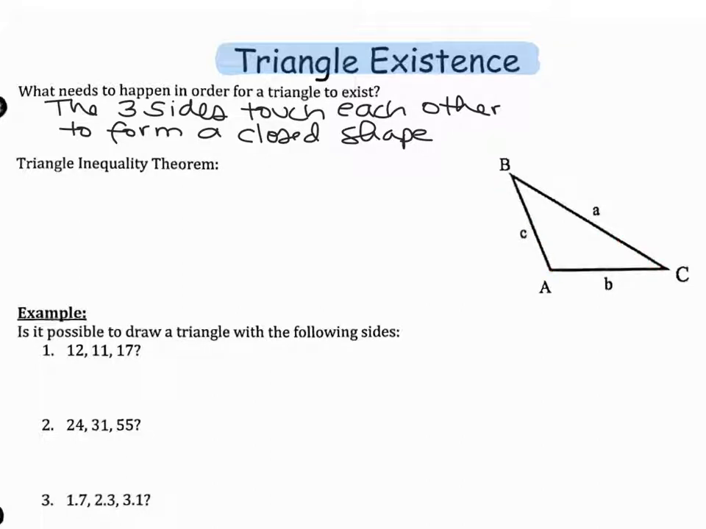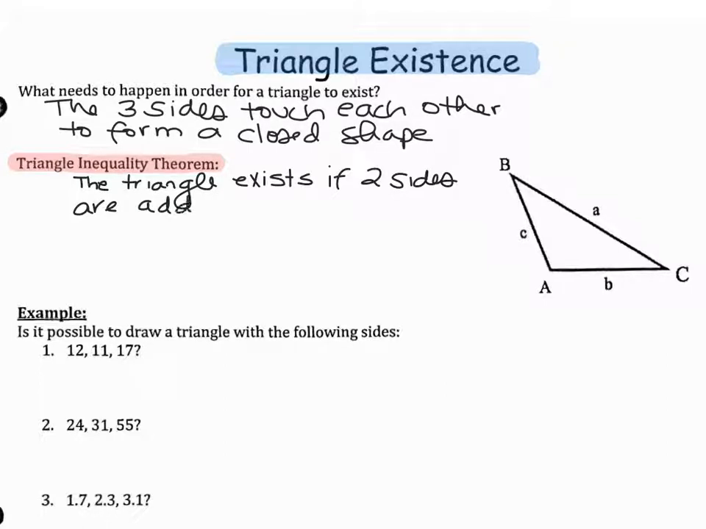So I have what's called the triangle inequality theorem. What the triangle inequality theorem tells me is that the triangle exists if 2 sides added together are greater than the third side.